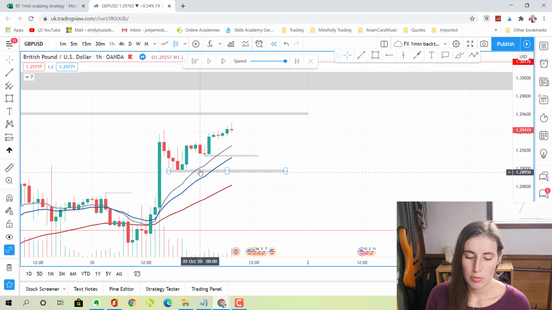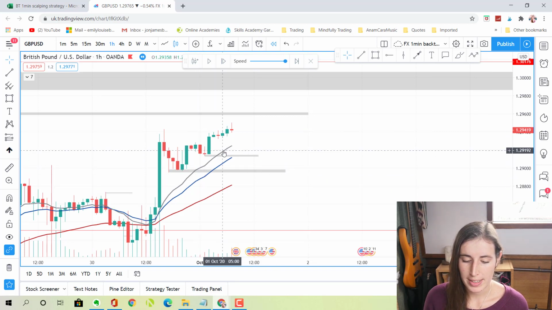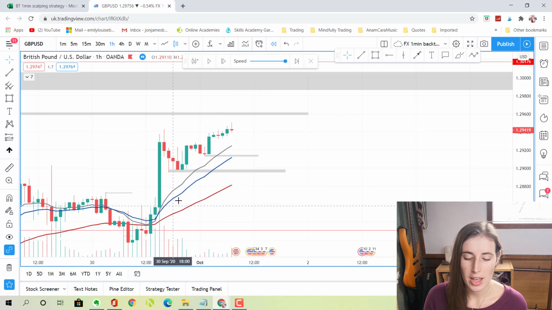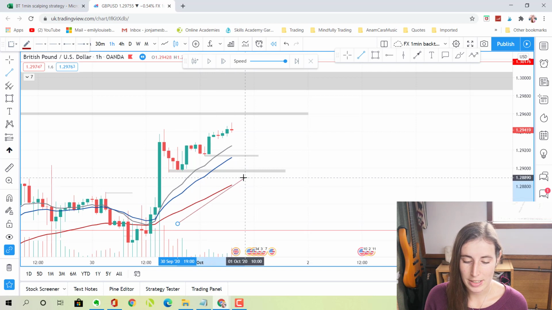Basically, I like to have these 3 in this perfect alignment, grey, then blue, and then red for an uptrend, because that's the 13, the 21, and the 50 moving average. And when they're fanned out in this nice uptrend here, I can clearly see the trend is in an uptrend.